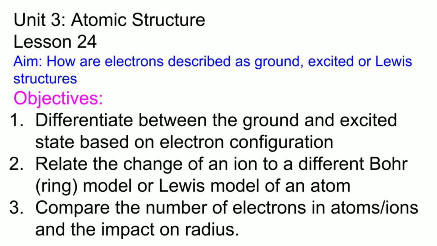In this lesson, we will differentiate between ground and excited state electron configurations. We will relate the change in Bohr structure for an atom as compared to an ion. And we will compare the number of electrons in atoms and ions and how that change in the number of electrons impacts the radius of the species.